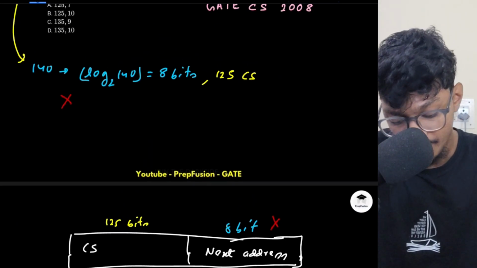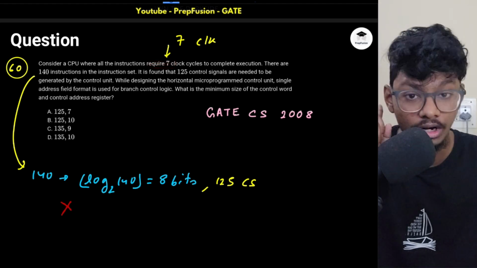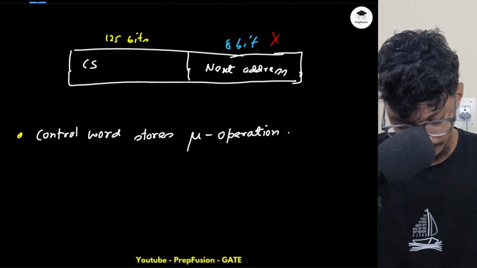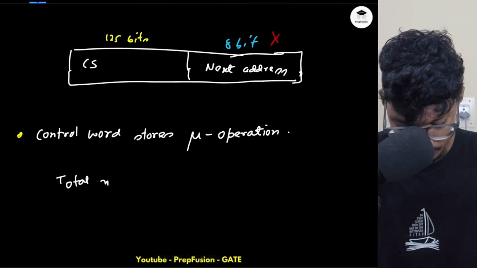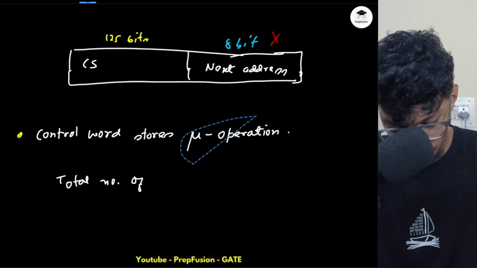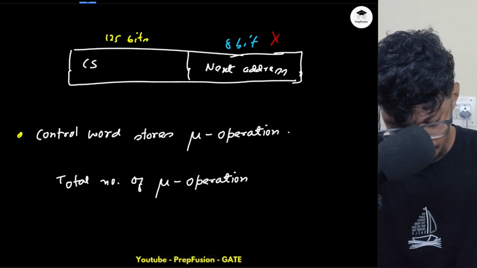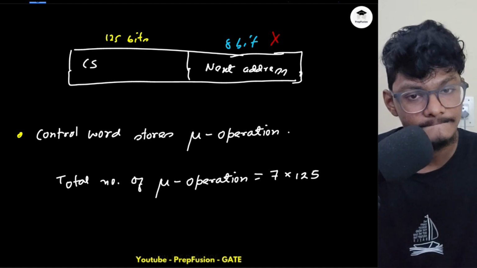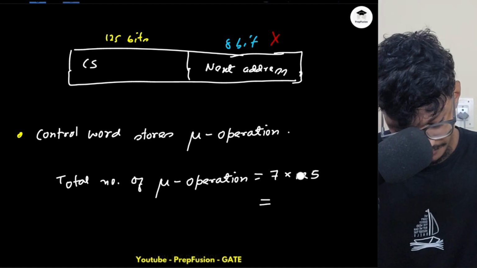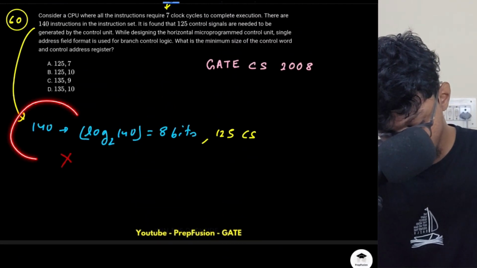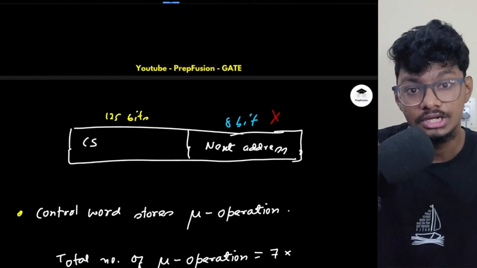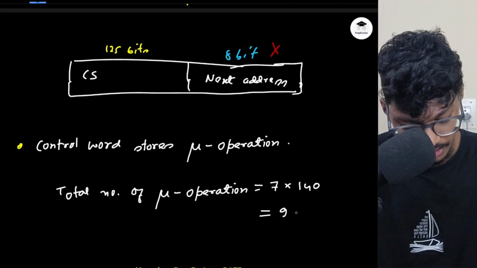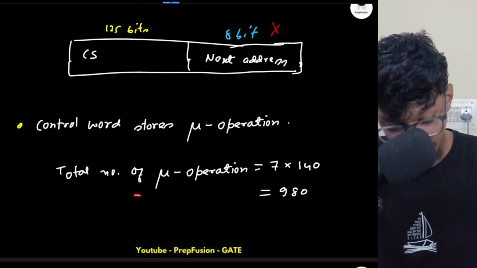All instructions have 7 clock cycles, and 1 clock cycle is 1 micro operation. Remember that. So what is the total number of micro operations? Not 125, sorry. I have 140 instructions, each with 7 cycles, so the number of micro operations is 7 times 140, which is 980.